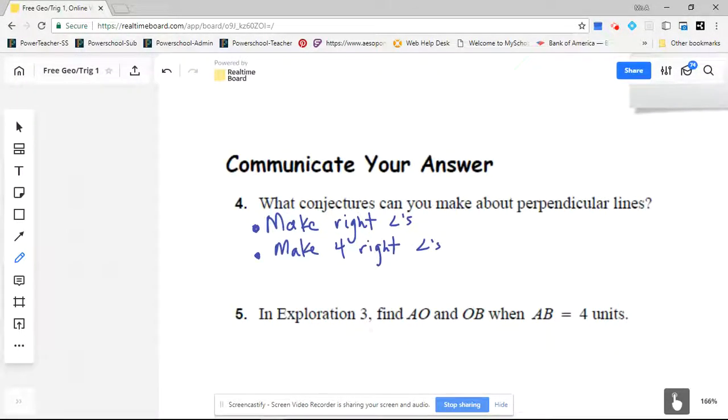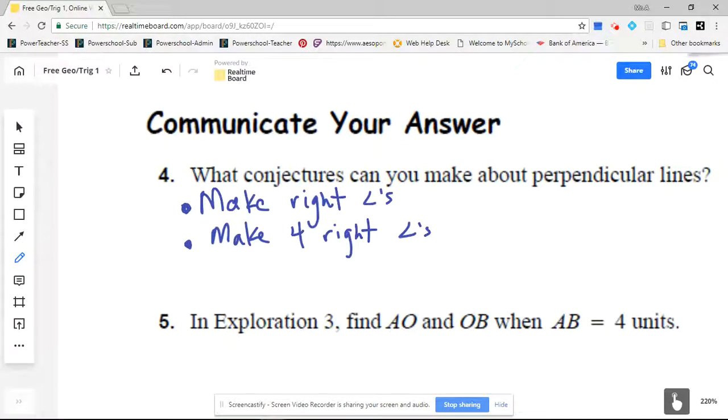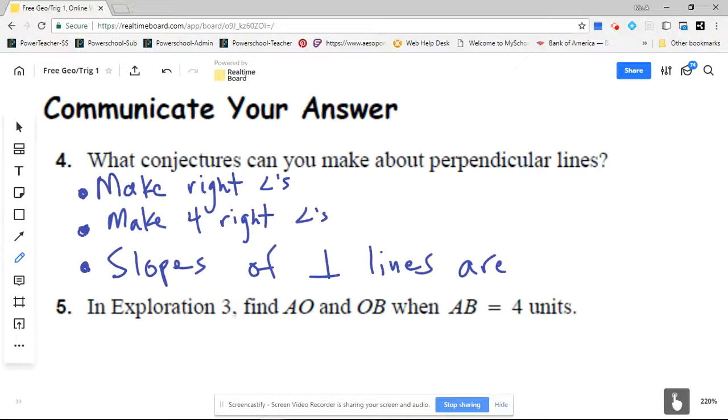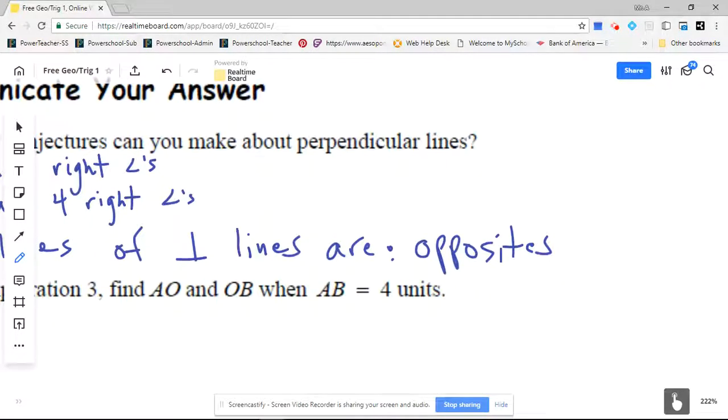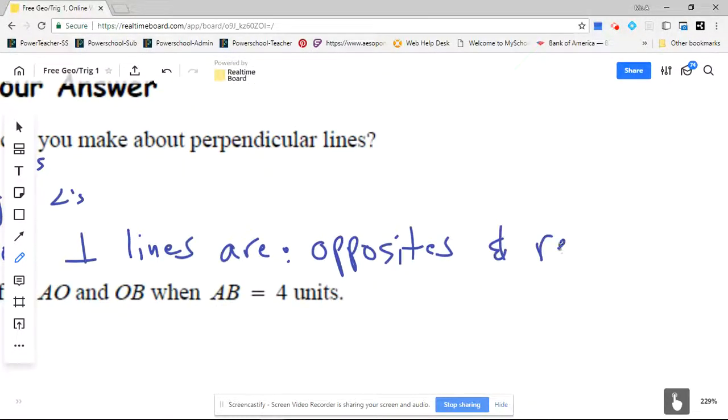And I do want to say one thing about perpendicular lines with their slopes, because tomorrow or Thursday, we are going to be looking at slopes of parallel and perpendicular lines. So slopes of perpendicular lines. Do you remember what their slopes are? Two things that we said about the slopes of perpendicular lines: they're opposites and reciprocals.